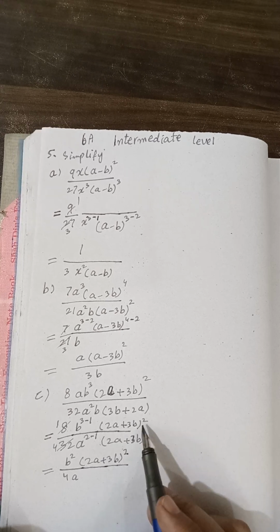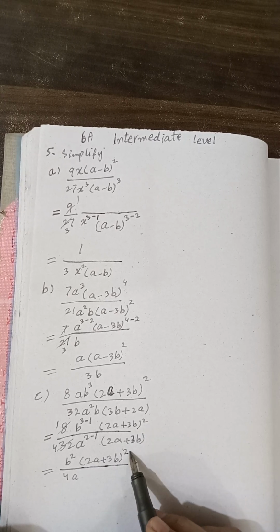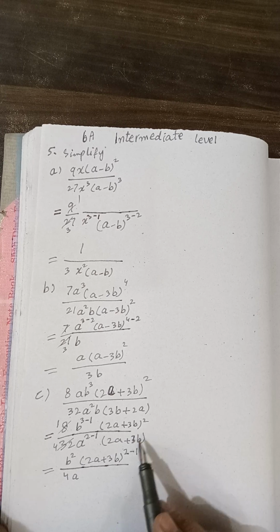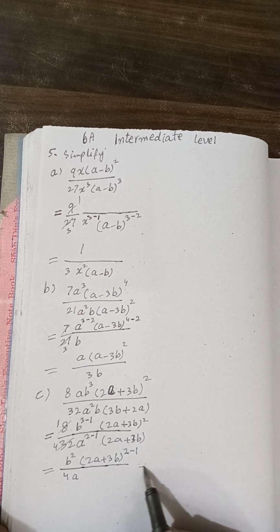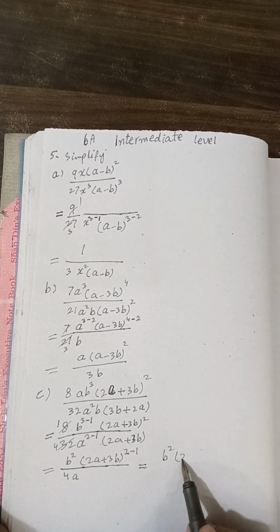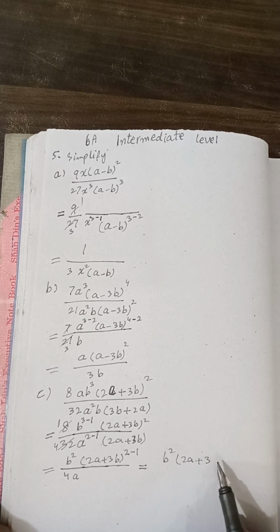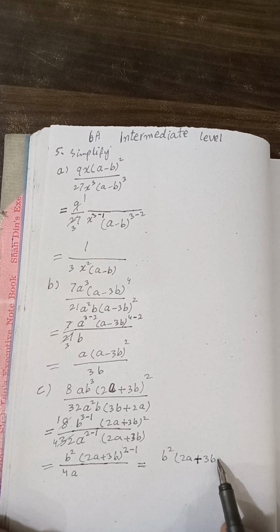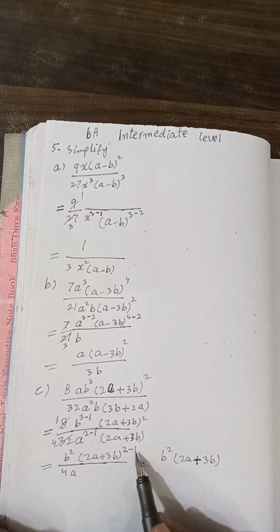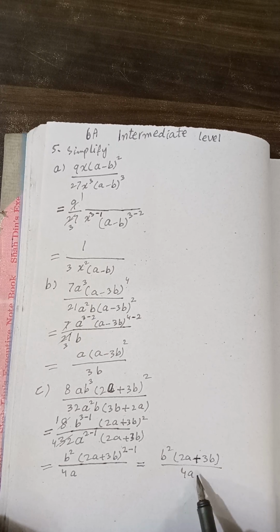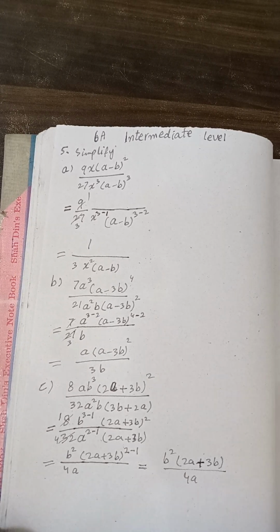has exponent 2, this one, and this one will become minus 1 when carried to the above, because this whole one has degree 1. So now you can write its final answer, that is b square into 2a plus 3b, 2a plus 3b one time, because when 1 is subtracted from 2, the answer is 1, and we do not need to write 1, and 4a is here. This is its final answer.